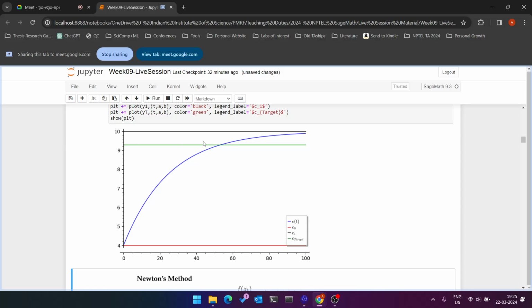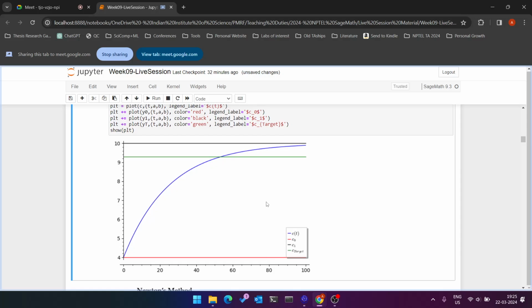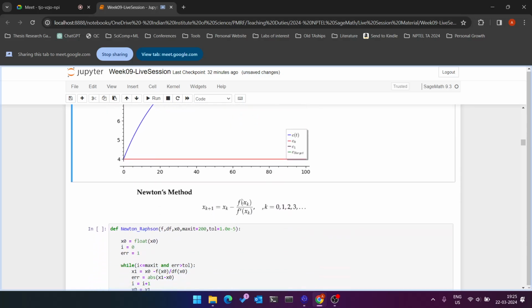Somewhere in between, this green line is my target line, which specifies 93% of C1. So I expect my root to be somewhere around the 50-55 mark in time. Sorry, T equal to 50-55.